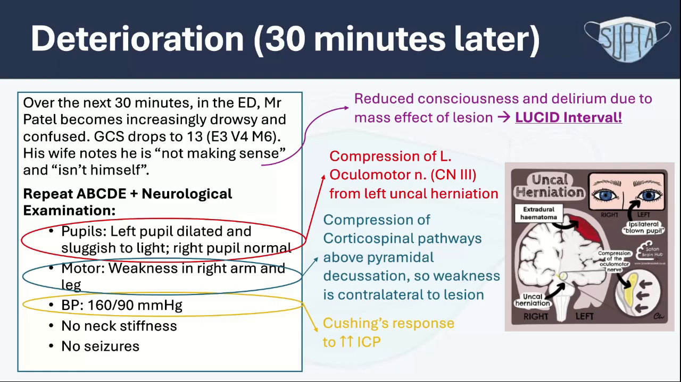His left pupil is dilated and sluggish to light, while the right pupil is normal. He also has weakness in the right arm and right leg, and his blood pressure is 160/90. This pattern is very concerning for an expanding left-sided intracranial lesion with rising intracranial pressure. So the clinical signs here show something called uncal herniation.